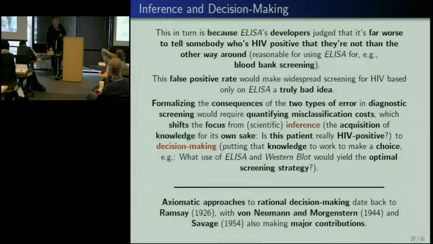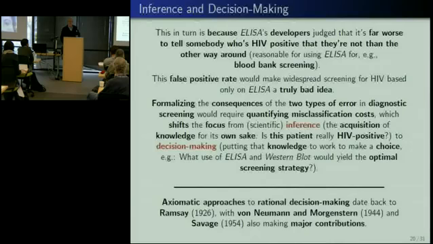formalizing the consequences of the two kinds of mistakes here would require you to quantify the costs of different kinds of misclassification. If you were going to try to be more formal about deciding where to draw the line in having ELISA say HIV positive, where to put that cut point C, then you would have to formally quantify the cost of making a false positive and the cost of making a false negative. And that shifts attention in the problem away from science, which is, as I said earlier, the acquisition of knowledge for its own sake. In this problem, we were essentially trying to do inference. We were trying to find out the truth about this guy's HIV status. That's a scientific problem. It shifts the focus away from science on the one hand to decision making on the other hand. For instance, what use of ELISA and Western blot would yield the optimal screening strategy?